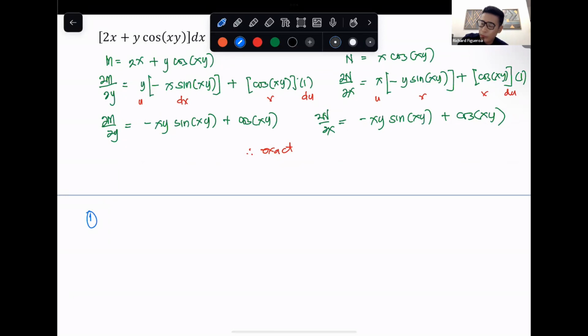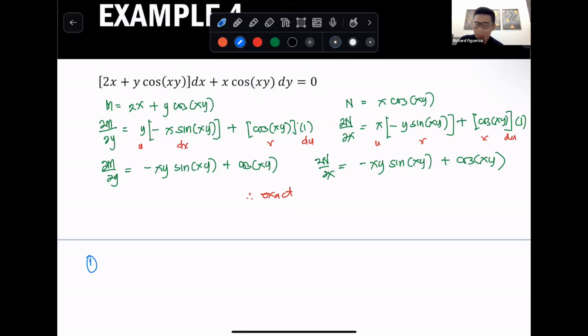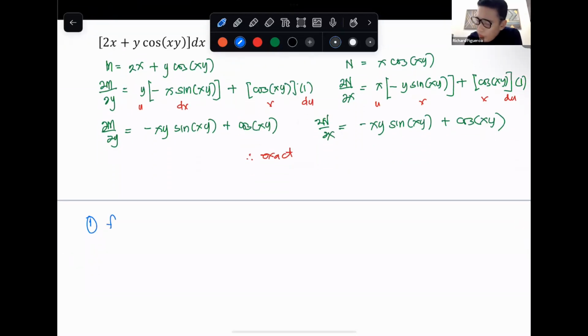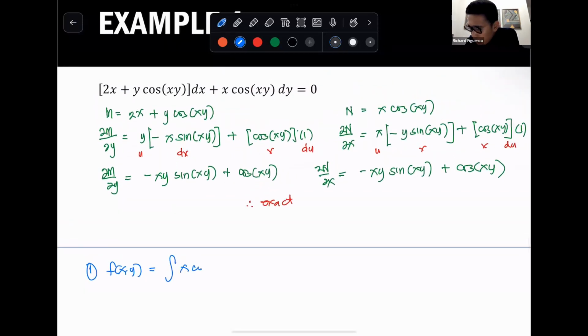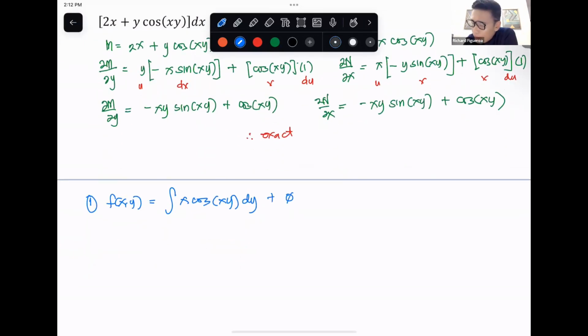So we proceed with our first step. So anong gagawin natin? Is it m or n? Which is advisable to use? N, di ba? So mas konti yung n. So f of xy will be equal to the integral of n function, which is x cosine xy dy. And then, since dy yan, so p of x.